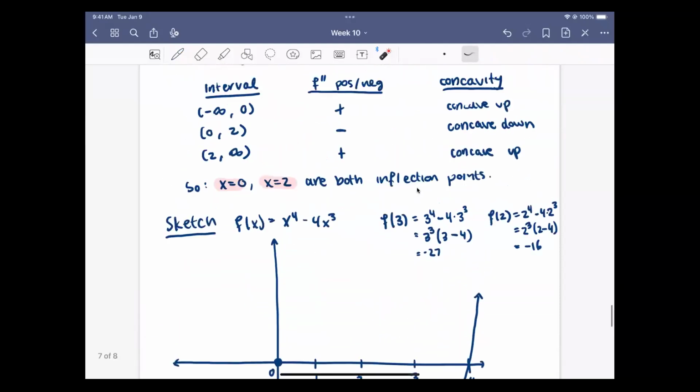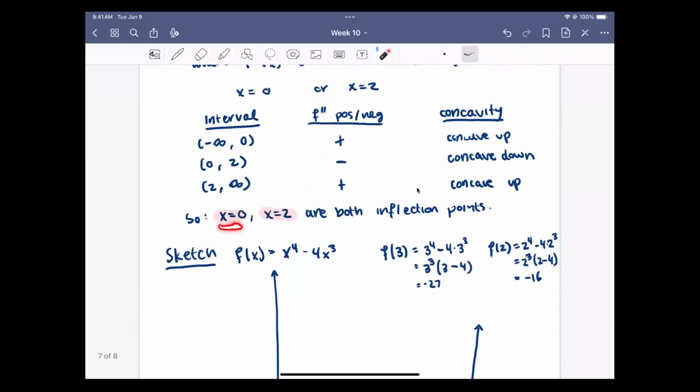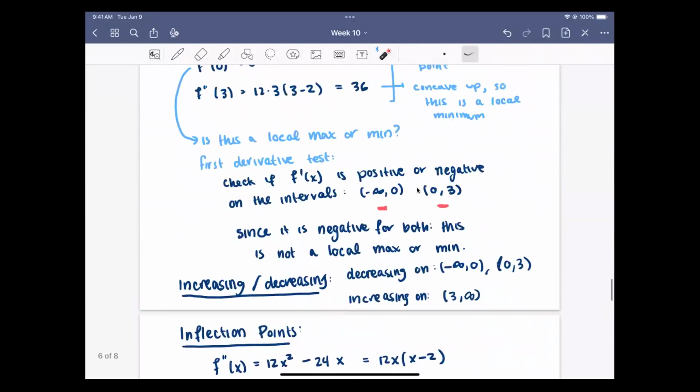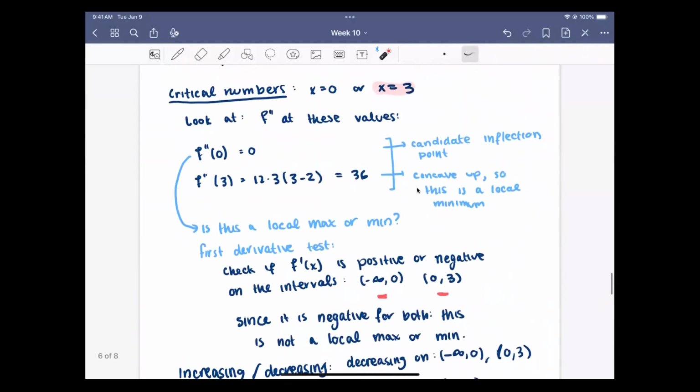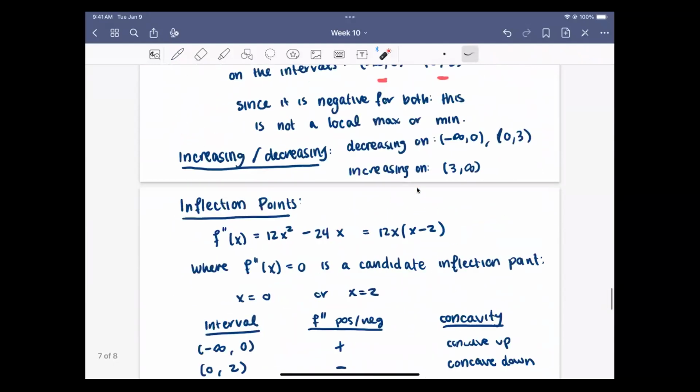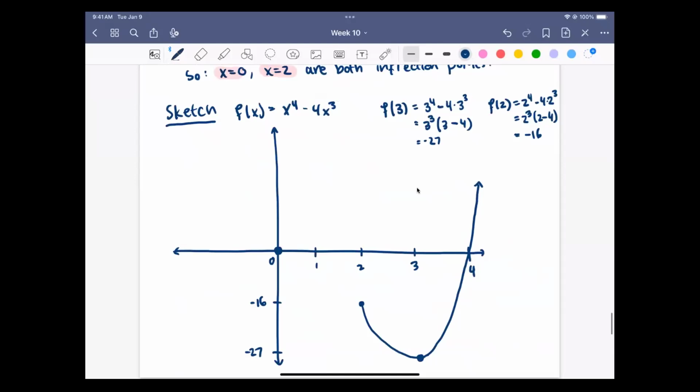And there's other stuff going on at x equals 0, right? This is an inflection point. And what else did we know about it? The derivative was 0 right there. So it's going to be something like this. And then we're concave down there, and then after that, it's concave up.